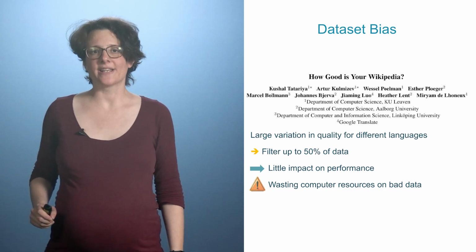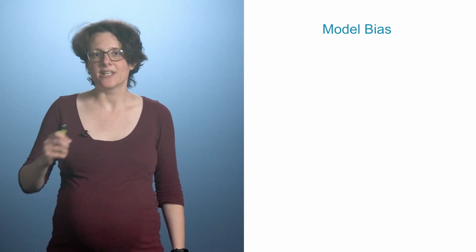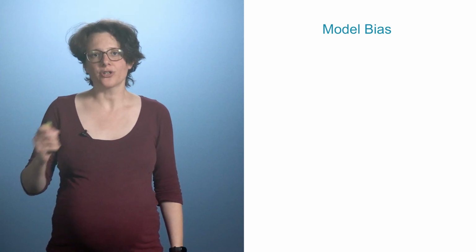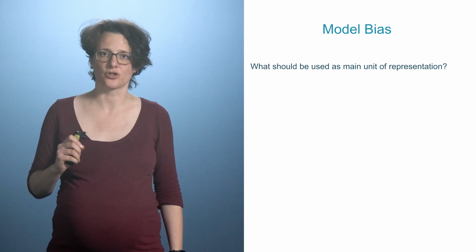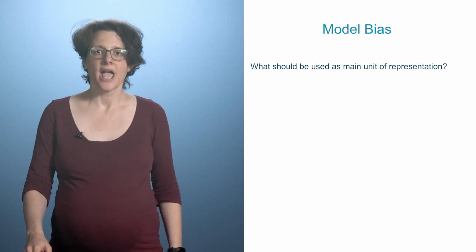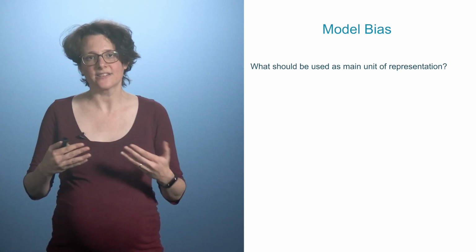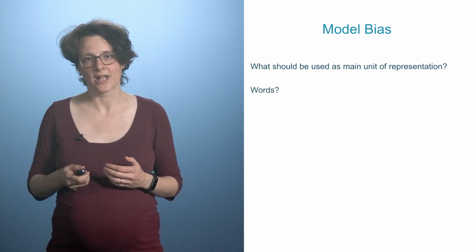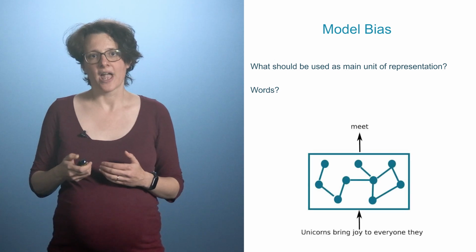Another type of bias that we're trying to address is the model bias. And specifically, we're questioning what should be used as the main unit of representation of LLMs. In the last video, we saw that LLMs are trained to predict upcoming words in text. In reality, this is a simplification.